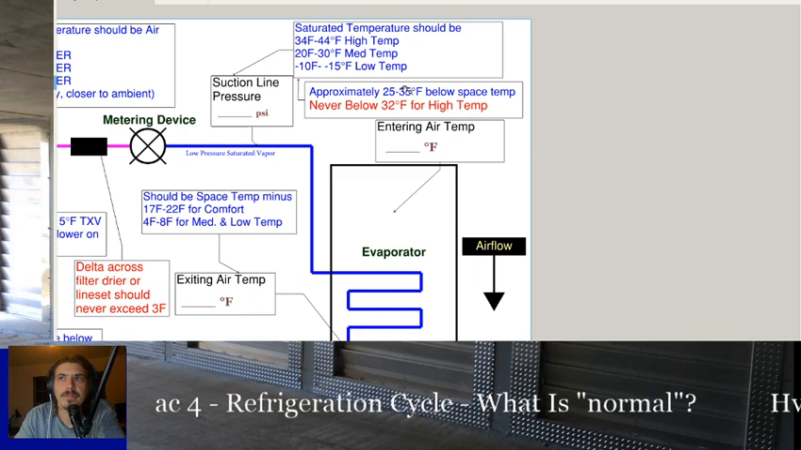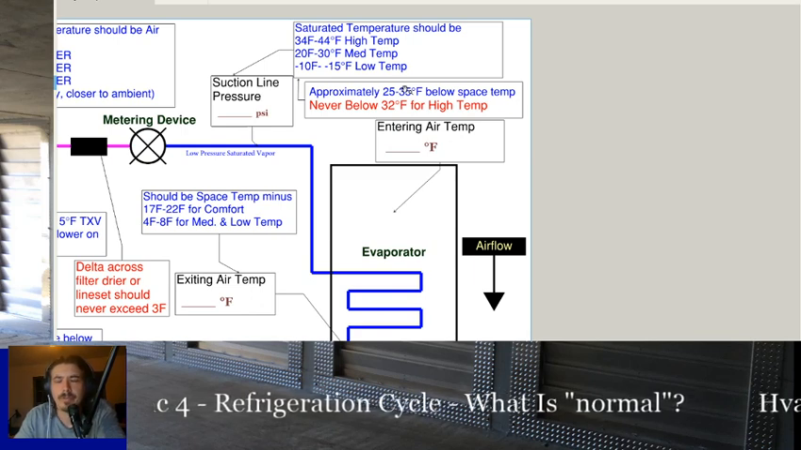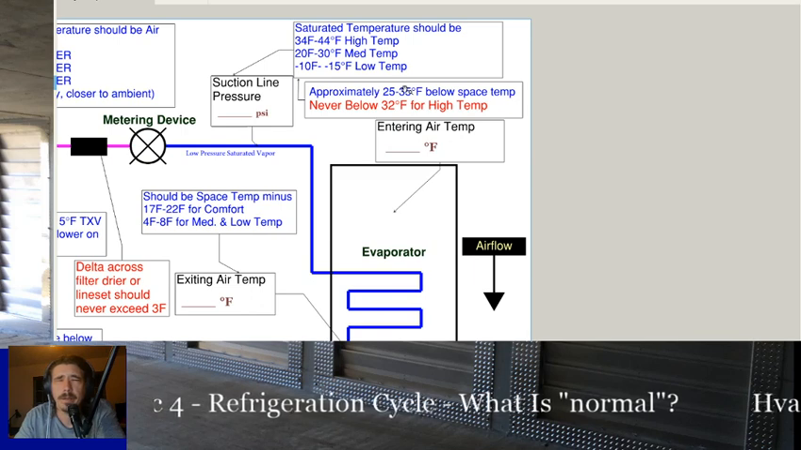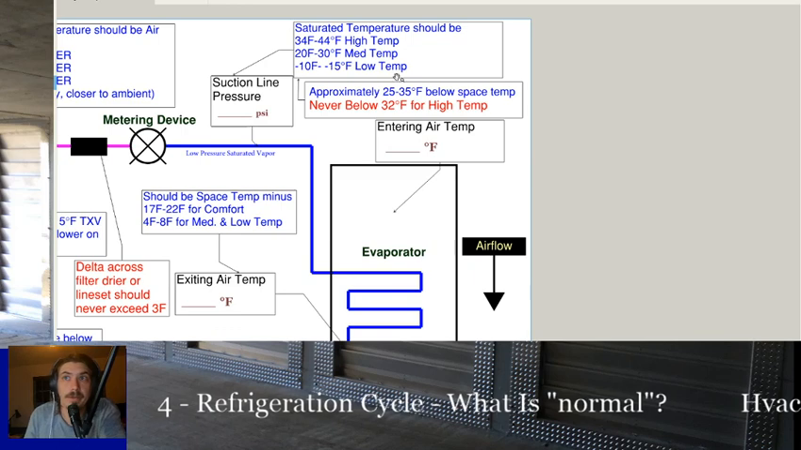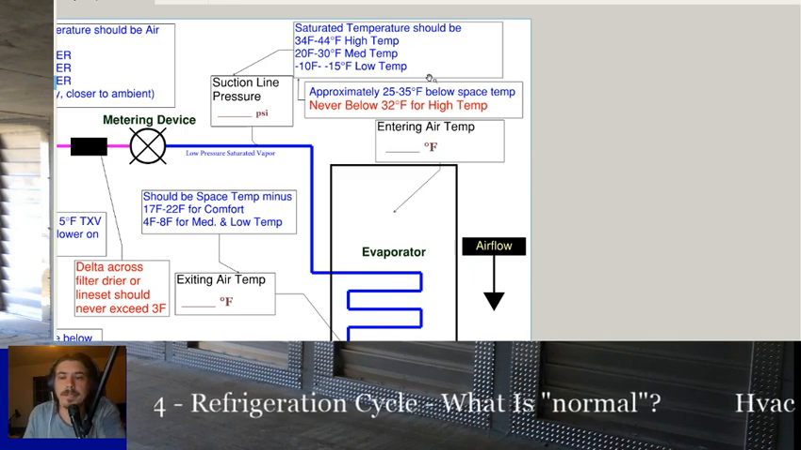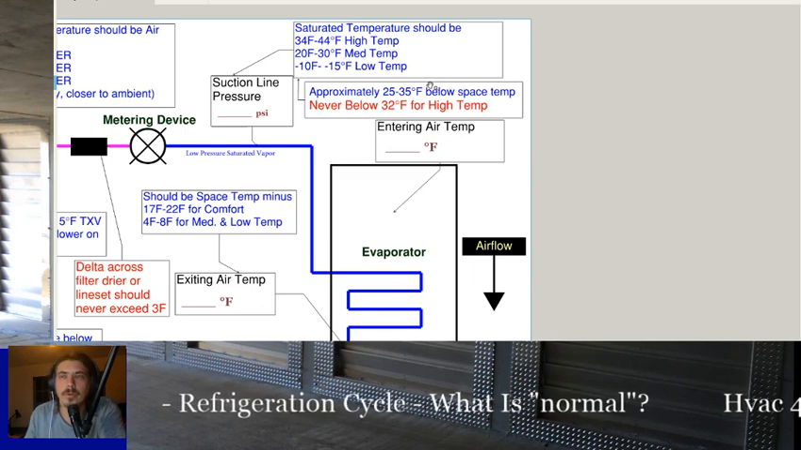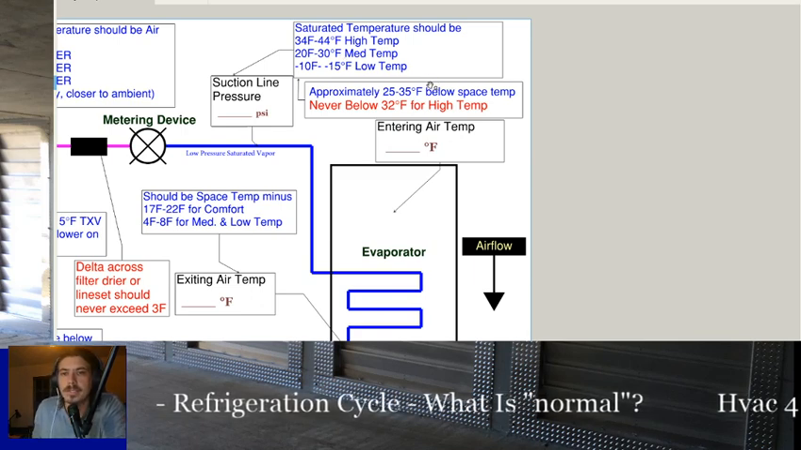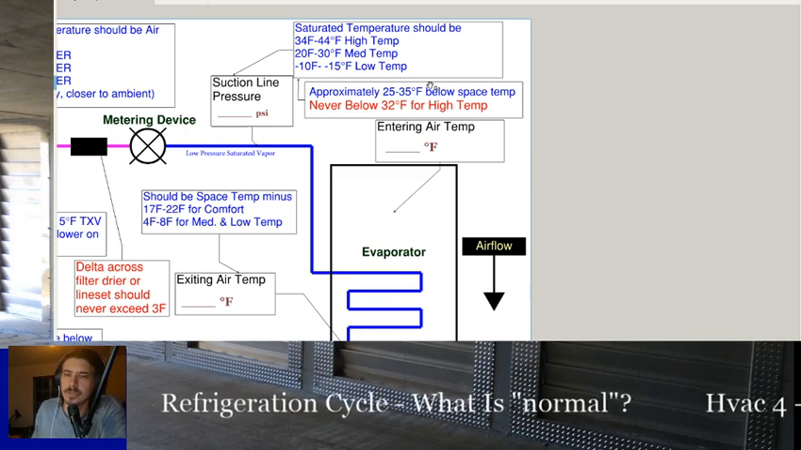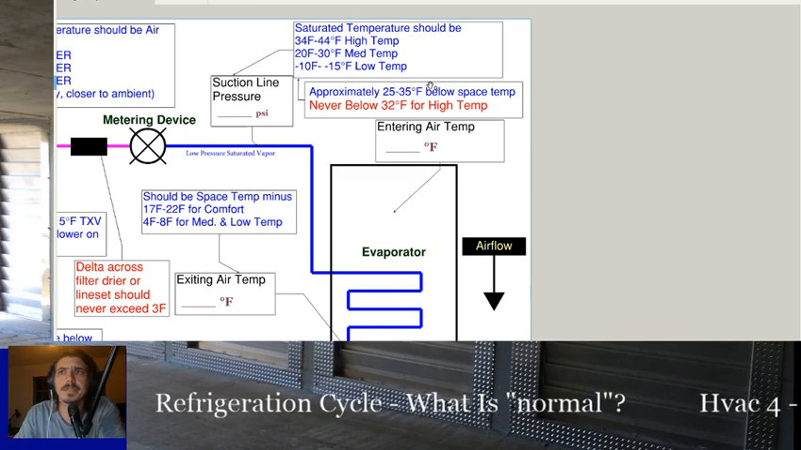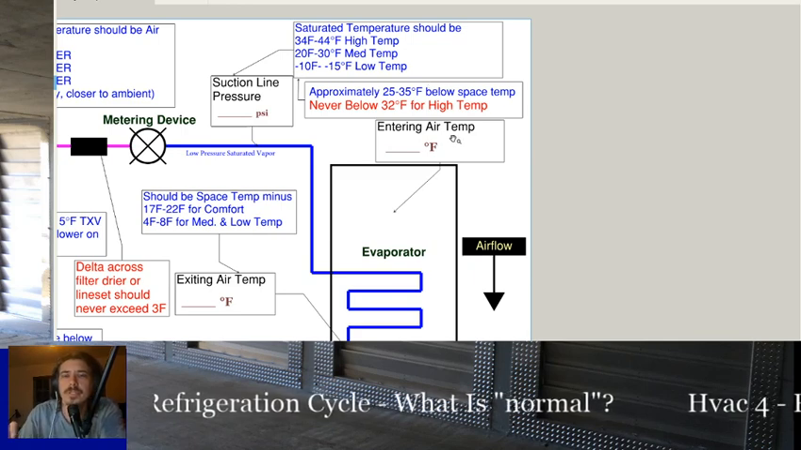If we were 35 degrees below 75 degrees, it would be at 40 degrees Fahrenheit. 40 degrees is about in our range. If we were trying to maintain 70, if we're 35 degrees below that, our saturated temperature is going to be 35 degrees, which is a common number you see in a 410A system, which is fine. But it should never be below 32 degrees for high temp.